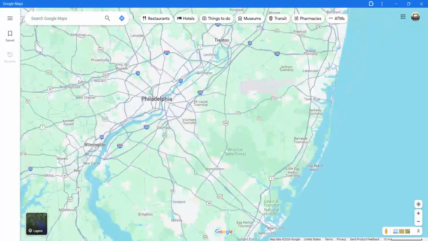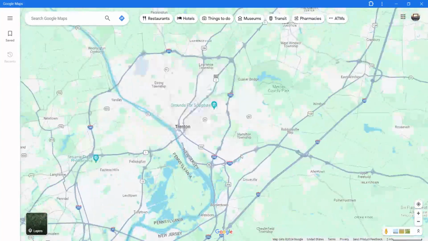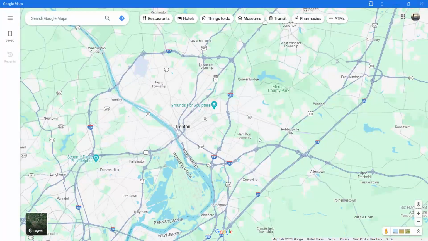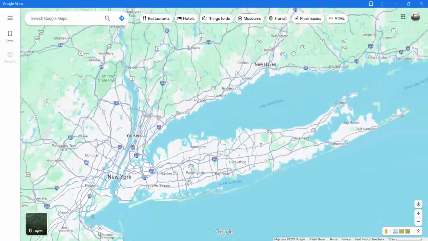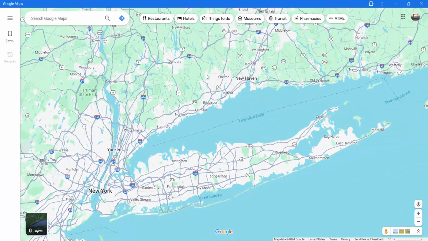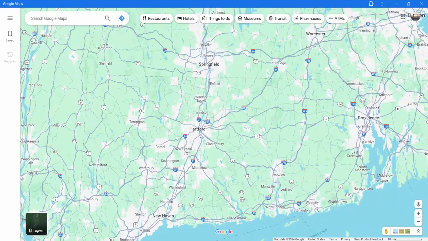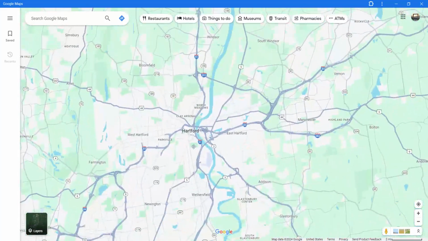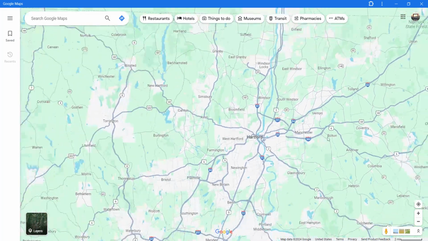Across Delaware Bay into New Jersey, and we find Trenton. Trenton is the capital of New Jersey. Moving more along the coast, because we'll come back to New York, we go over New York and head to Connecticut, and the capital of Connecticut is Hartford. Hartford is the capital of Connecticut.